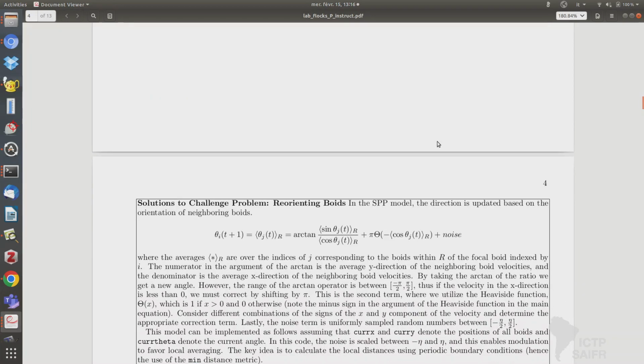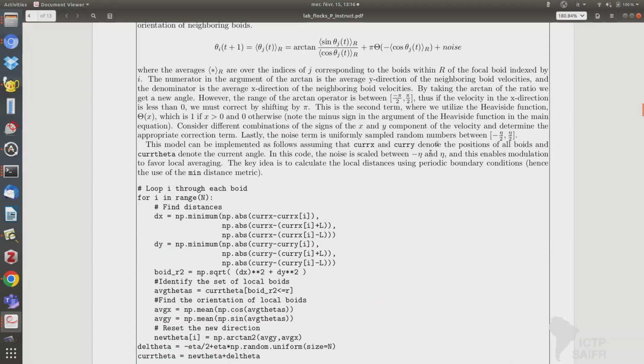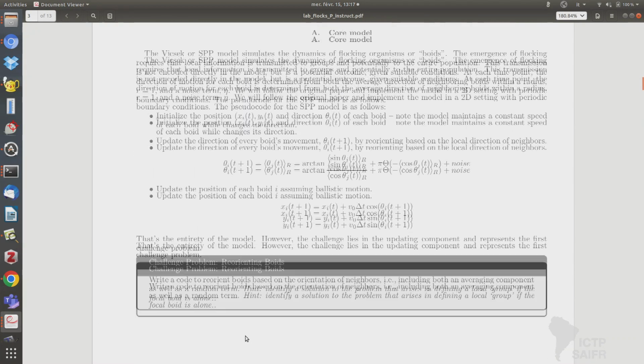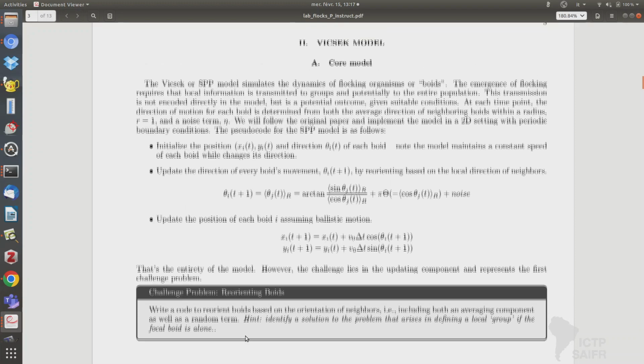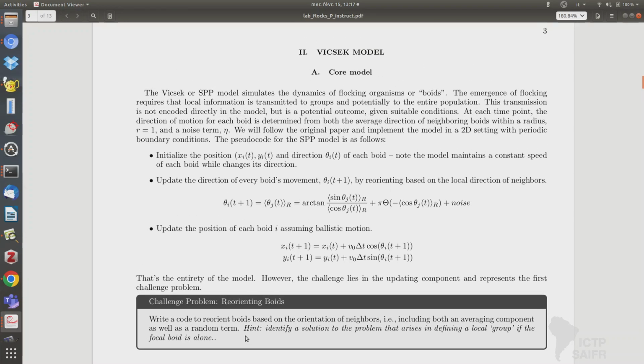Okay, so for instance, this is the solution, but I want to show this to you because this sometimes is very confusing, and I don't want you to be confused over something that is not important. To get the theta, you just do the average of the y and the x's in your neighborhood, and then you use this function arctan2, okay?